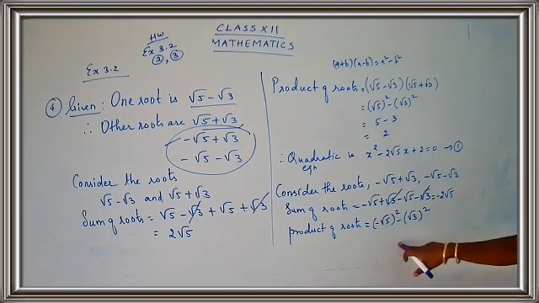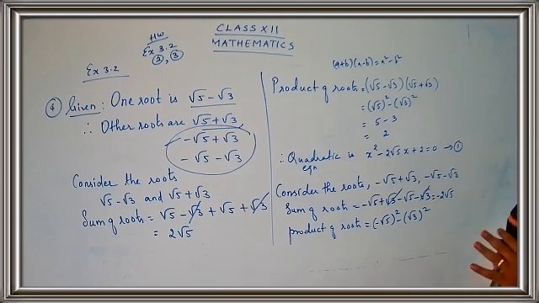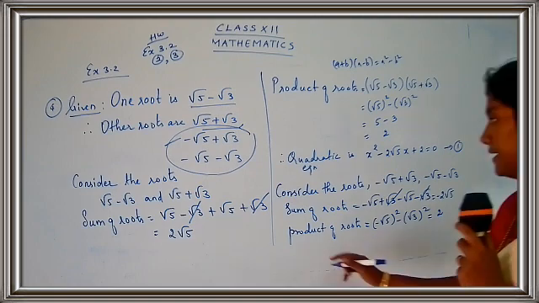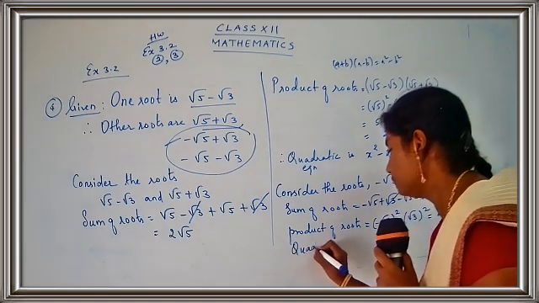Do not write here minus 5. Minus minus will change to plus. Root 5 will change to 5. So you get 5 minus 3 and the answer is 2. You get minus 2 root 5 and here 2. So you have to write down the quadratic equation.